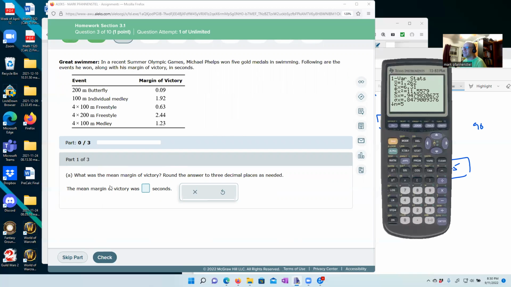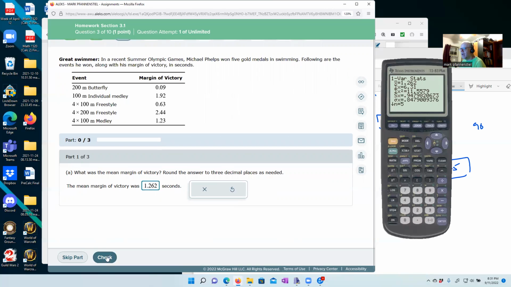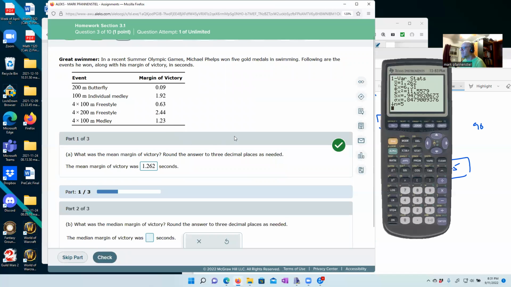So the average, the mean margin of victory, was 1.26. How many decimal places? The 3 decimal places, 1.262. So 1.26262. Okay, 1.262 seconds. So we'll go with that one. And that's all I wanted for that check.